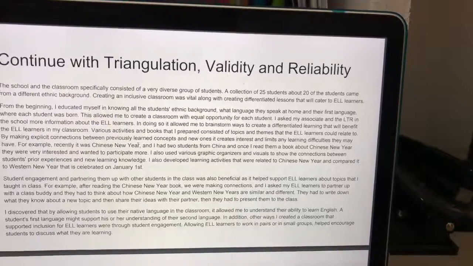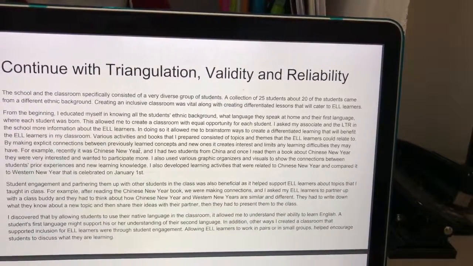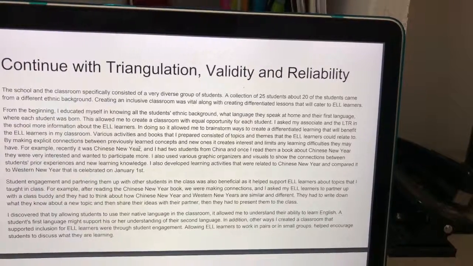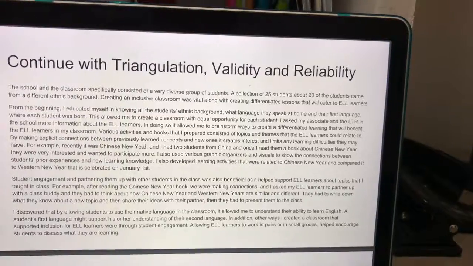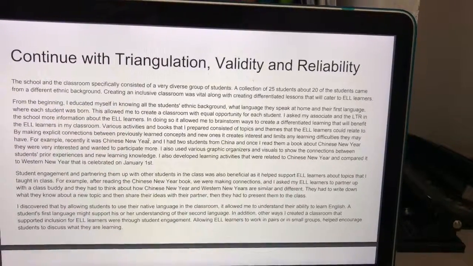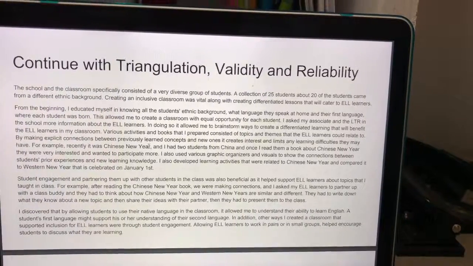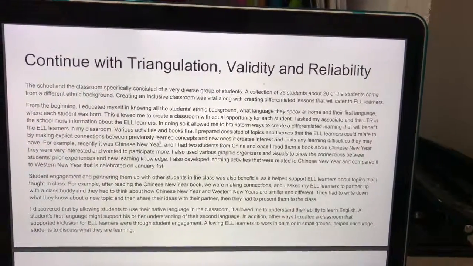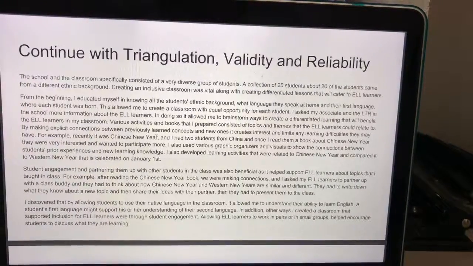Also, using various graphic organizers and visuals to show the connection between students' prior experience also helped. In addition, I developed learning activities that were related to Chinese New Year and compared it to Western New Year, which is celebrated on January 1st. Also, student engagement and partnering them up with other students in the class was also beneficial, as it helps support ELL learners about topics that I taught in class.